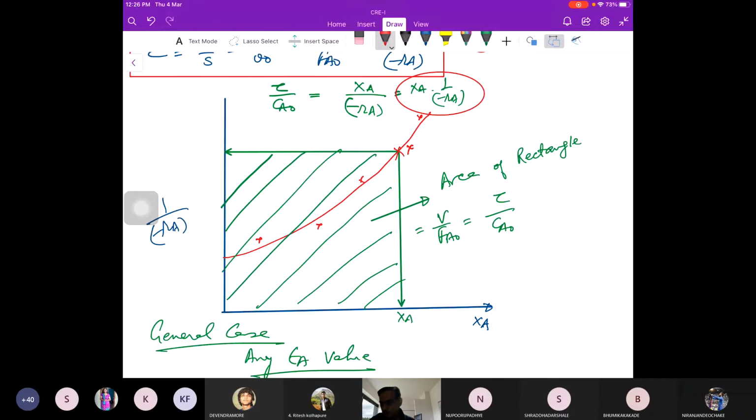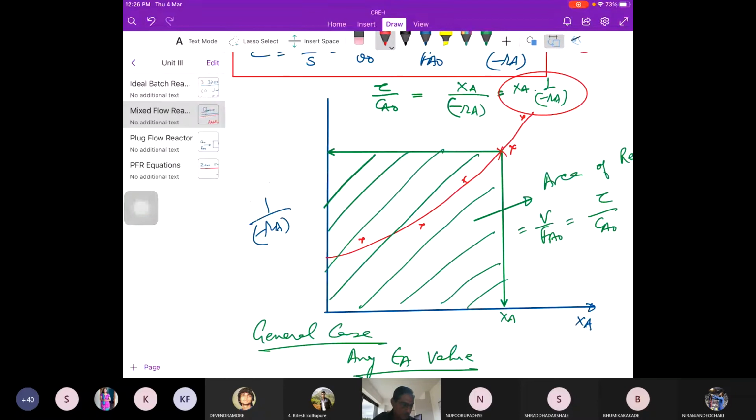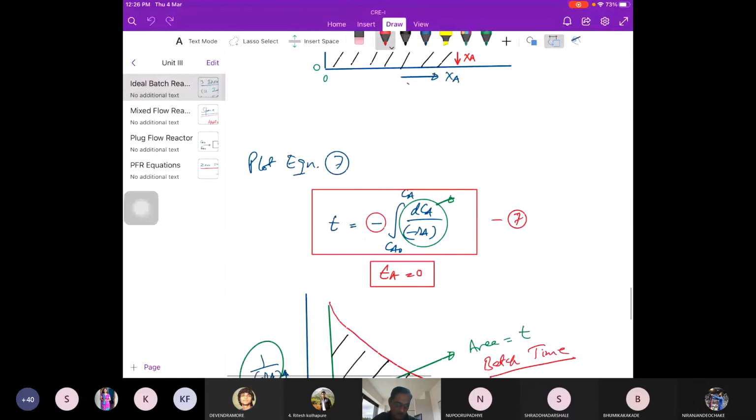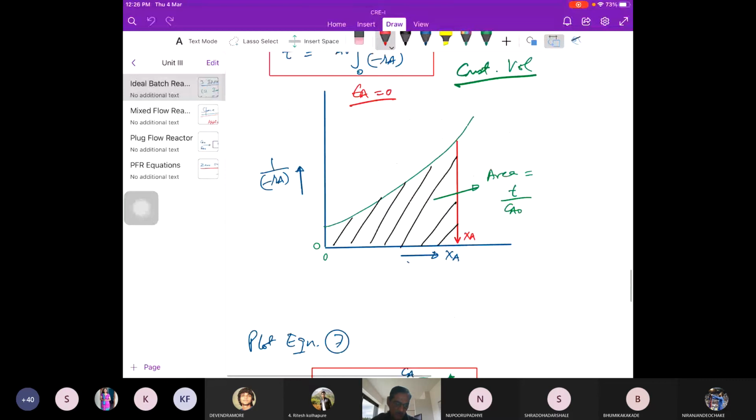In the batch reactor, what did we do, does anyone remember? Let me show you that. In the batch reactor, we had done almost the same thing. 1 upon minus RA versus XA. This curve came out, so this is the curve we got. And we took the area under the curve.